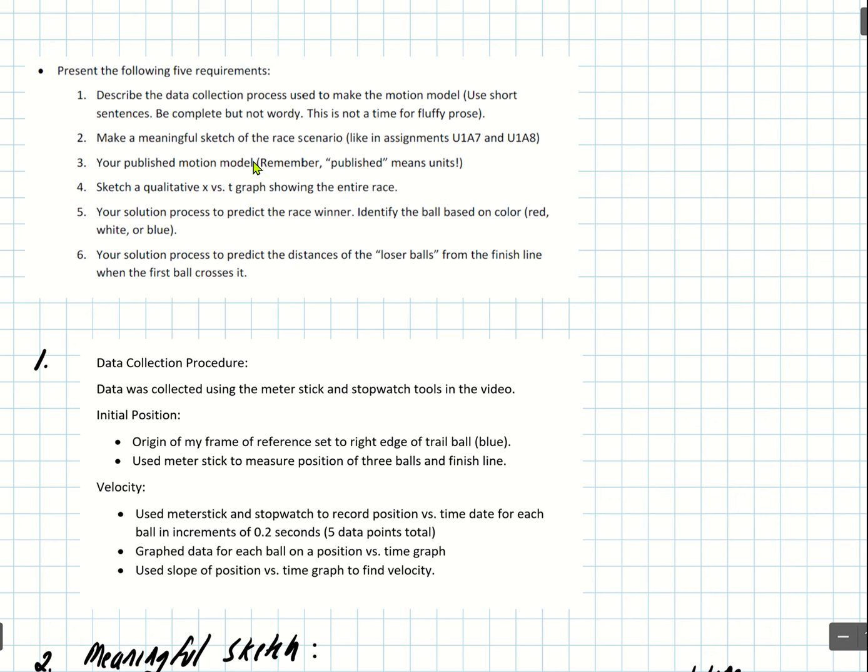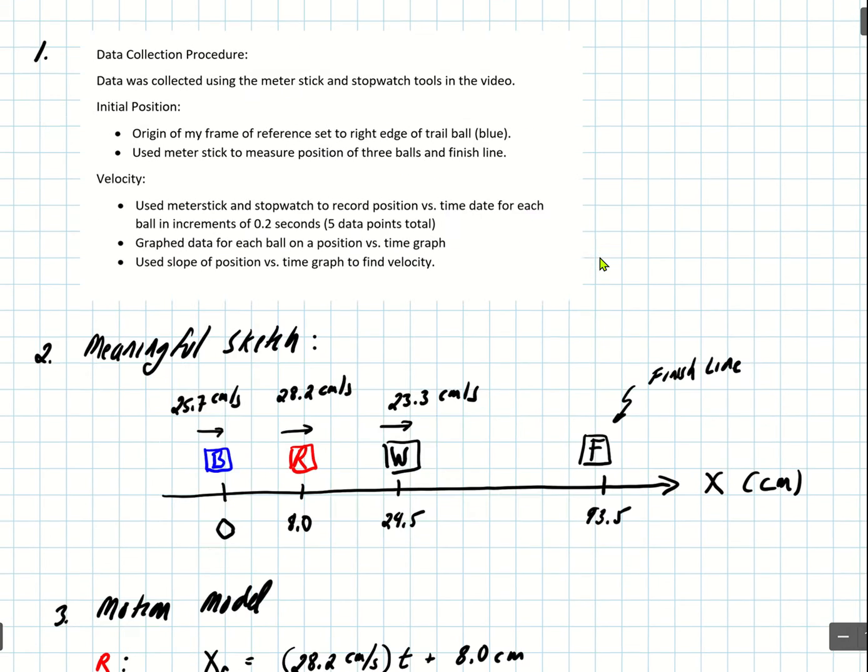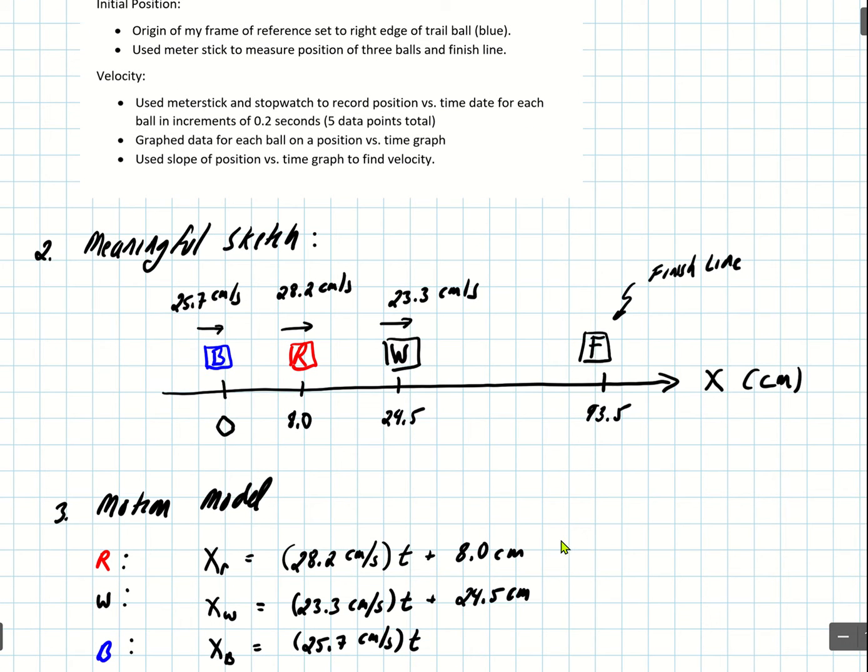Number 2, make a meaningful sketch of the race scenario. Here is my meaningful sketch of my trial 5 model. In mine, Blue started out at the rear, so I put it at the 0 position. Red from the video was 8 centimeters, and white was 24.5 centimeters ahead of Blue.